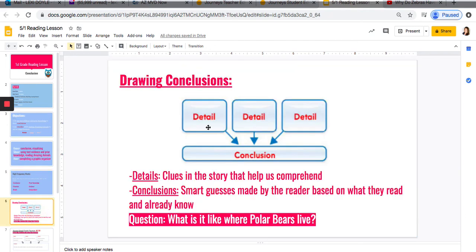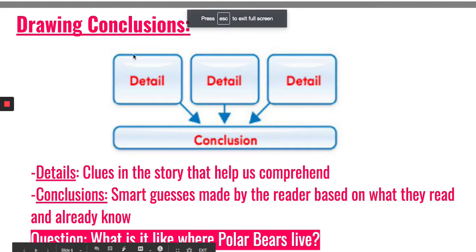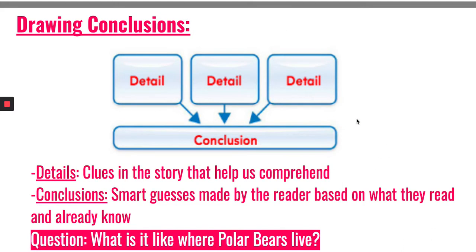So let's review first. Drawing conclusions. Remember, we need 3 details. That can be something we read or learned today, but it can also be prior knowledge, so something you already knew. Details are the clues in the story that help us comprehend, and the conclusion is a smart guess made by the reader based on what they read and already know. So the conclusion will be the smart guess.